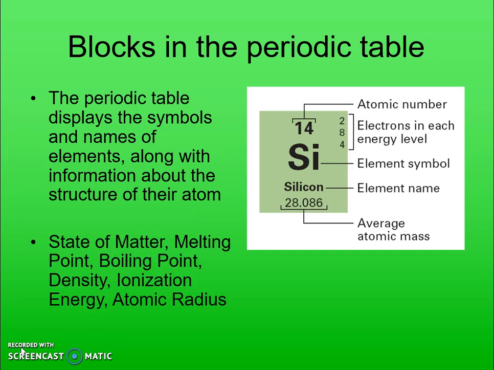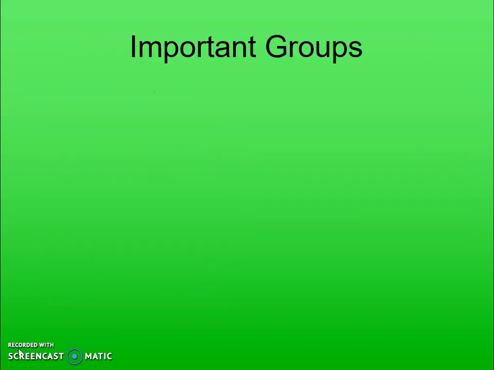But some other common information is the state of matter, melting point, boiling point, density, ionization energy, and atomic radius, and then there's other ones that have even more information than that. The periodic table is broken up into different groups and periods, again the groups going vertically, also known as families, and the periods that go left and right, and sometimes even called series.